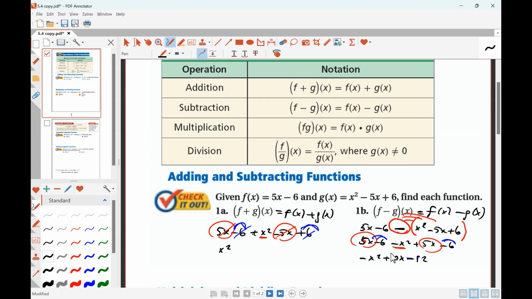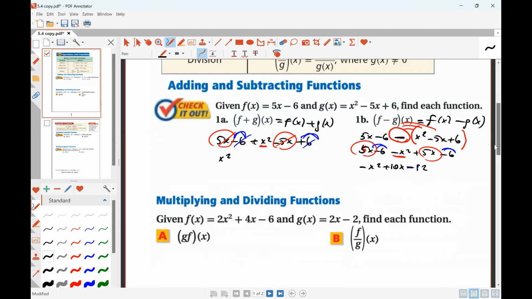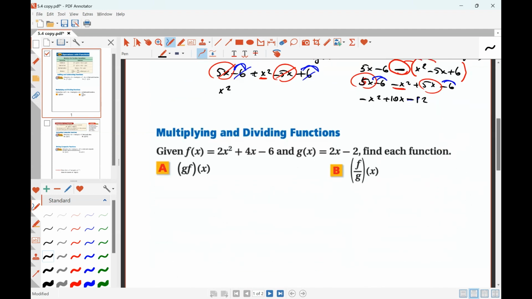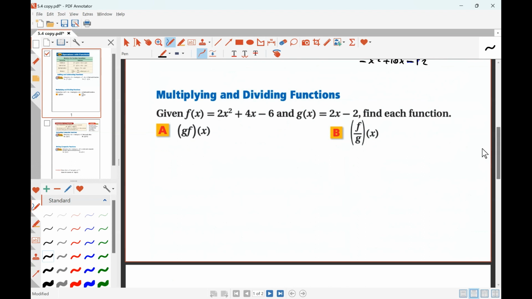So adding and subtracting functions is no big deal, and neither is multiplying and dividing, although the arithmetic gets a little bit harder. So when there is multiplication, it involves a lot of distribution.